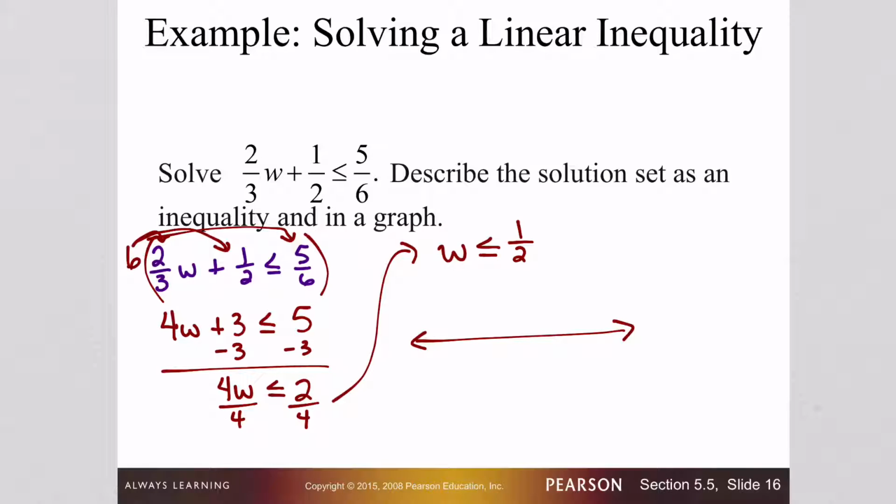So when I graph this, I'm going to put a closed circle because I have the equal to symbol underneath at 1/2, which is halfway between 0 and 1. It points to the left, so my arrow down here is going to point to the left. That line and that dot represents all of your possible solutions.